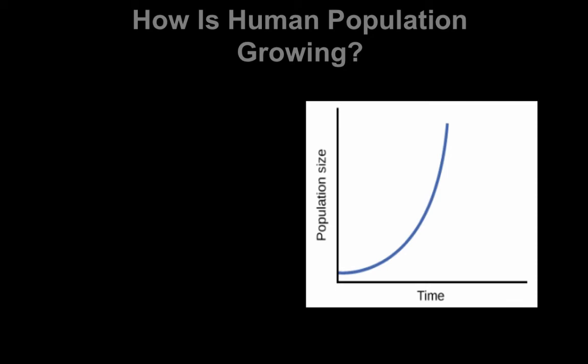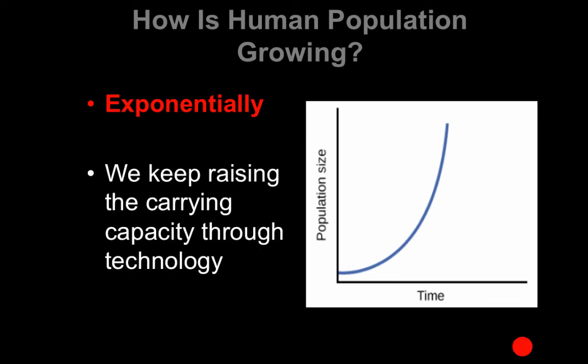Now, human population, we keep growing exponentially. We're still on that J-shaped part of the curve, and that's because every time we think we're getting close to the carrying capacity of the Earth, we are able to raise it through technology, being able to grow more food, extracting more resources, these kinds of things. So we are continuing to grow exponentially, which is probably going to be a really, really bad thing in the future.